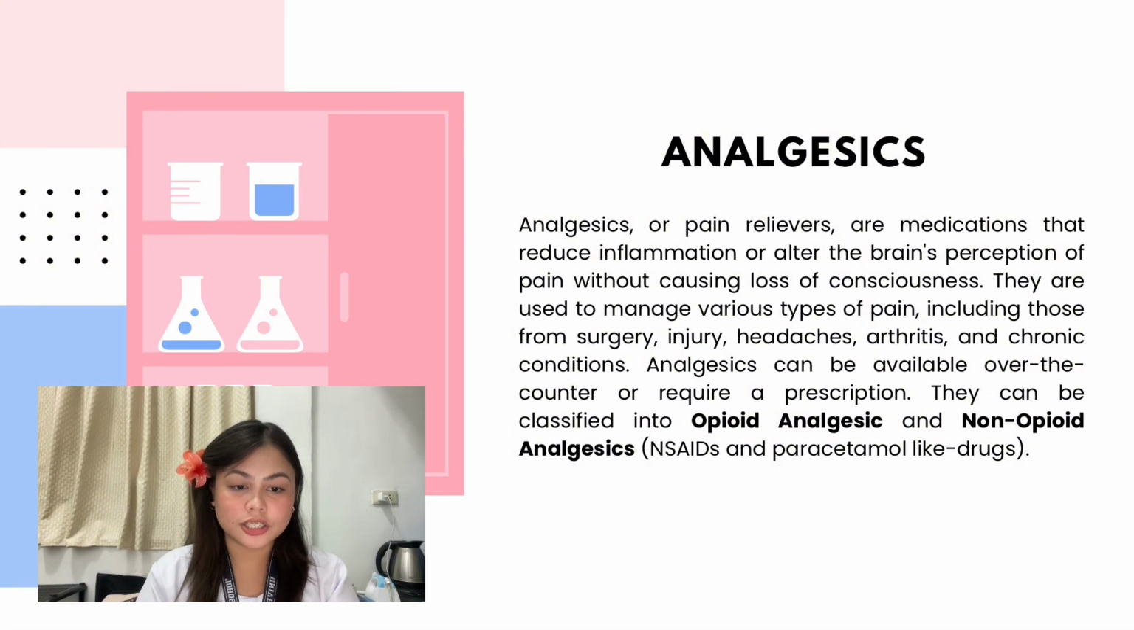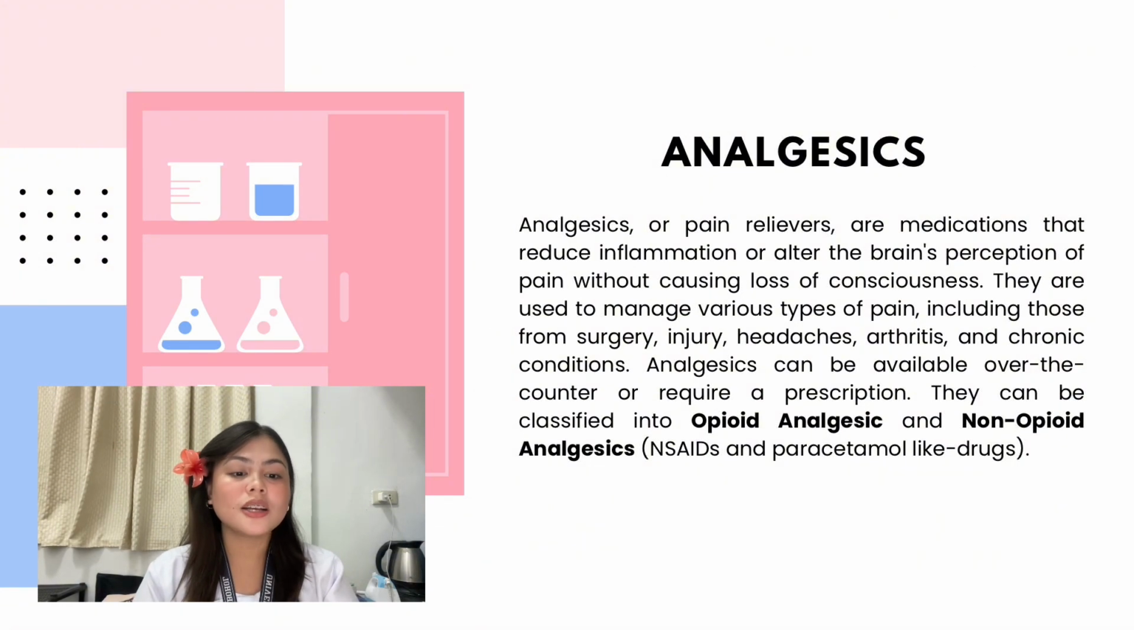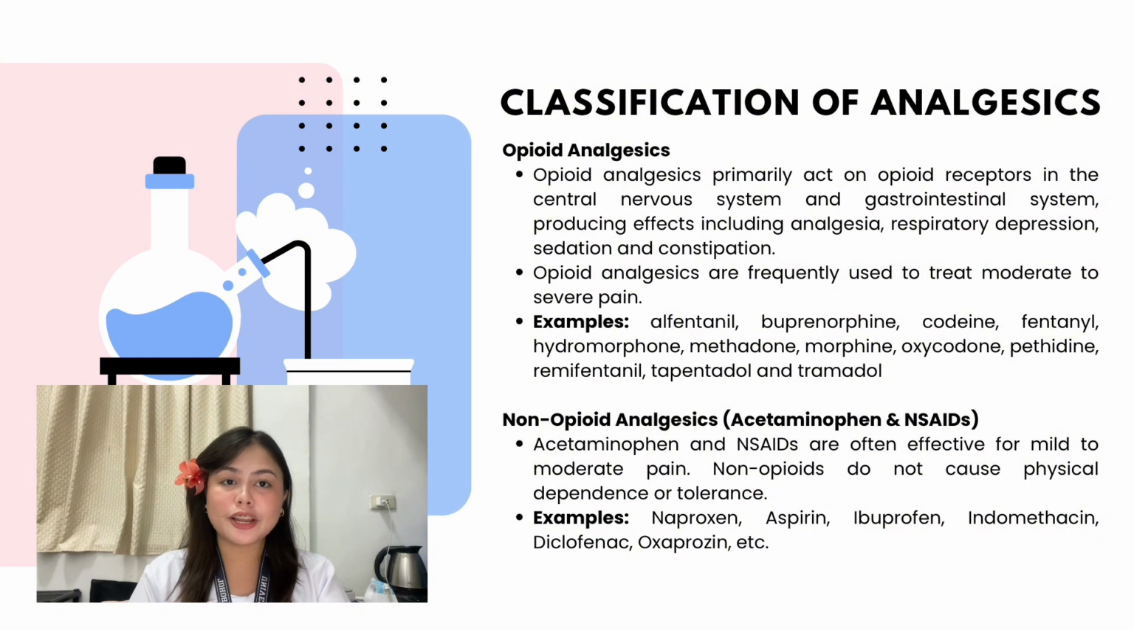and chronic conditions. Analgesics can be available over the counter or require a prescription. They can be classified into opioid analgesics and non-opioid analgesics, such as NSAIDs and paracetamol-like drugs. Moving forward to the classification of analgesics.